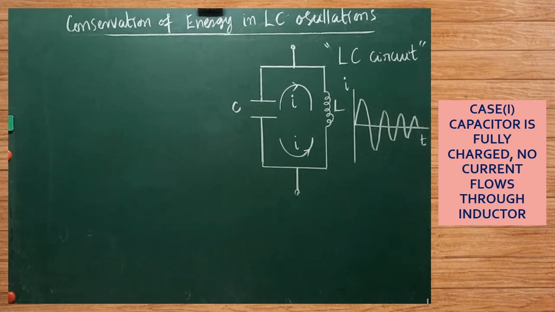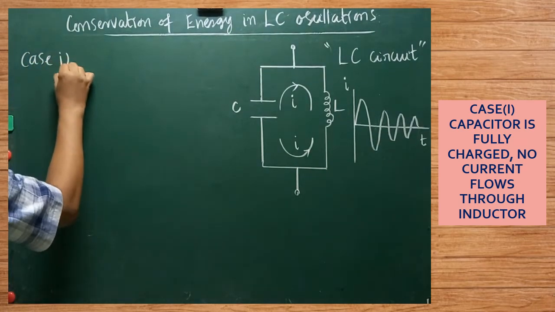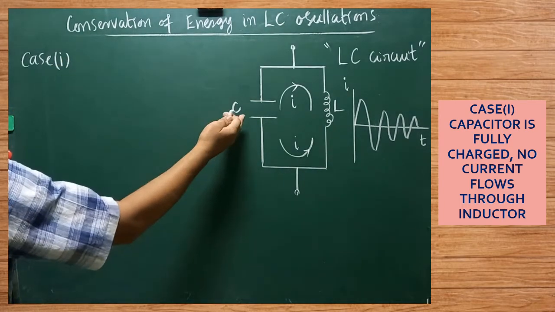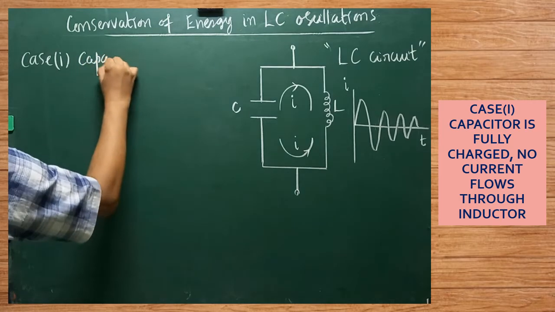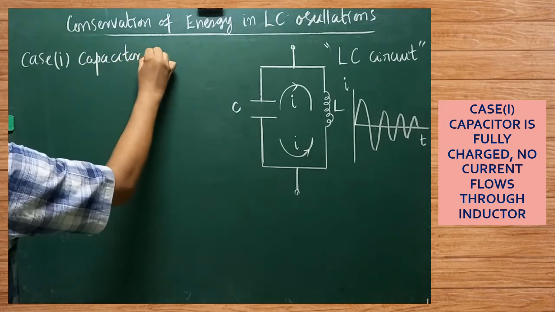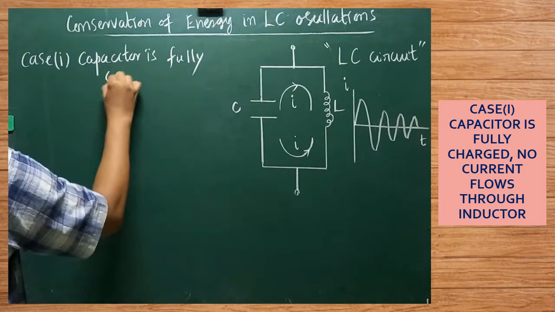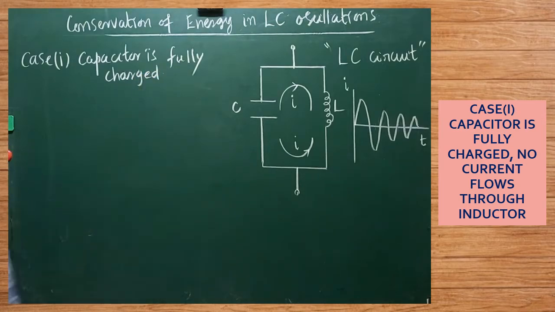Now we are going to learn case 1. So in case 1, how to start? Here we have to assume that the capacitor is fully charged. So we have to write it as: capacitor is fully charged. Are you clear? It is charged fully. Okay.